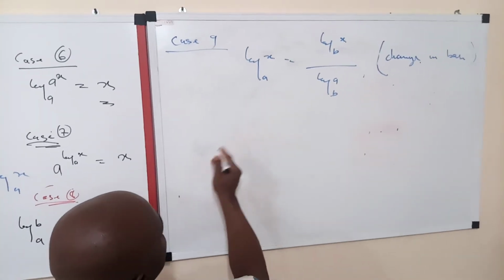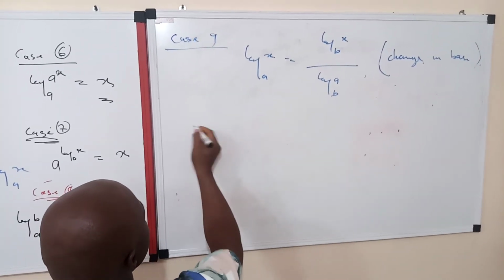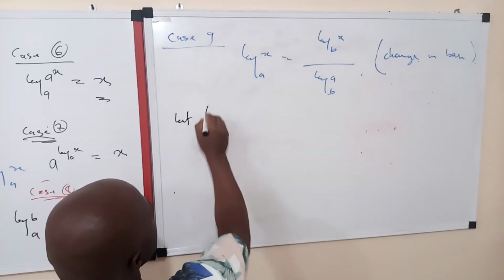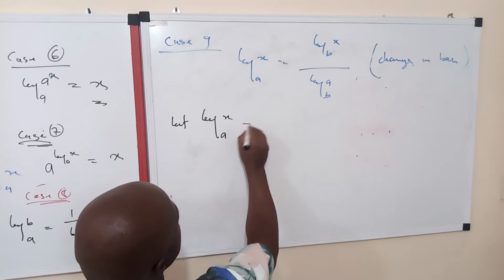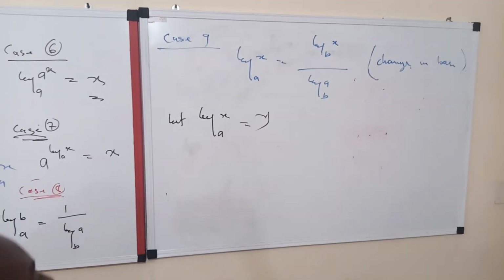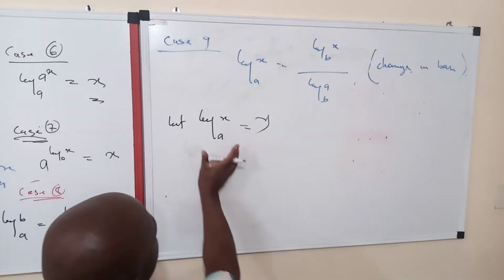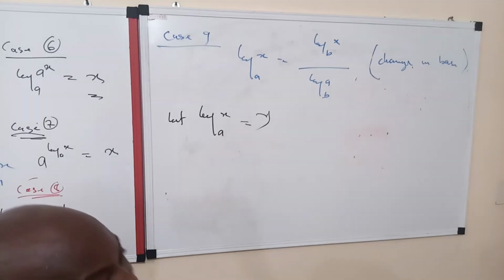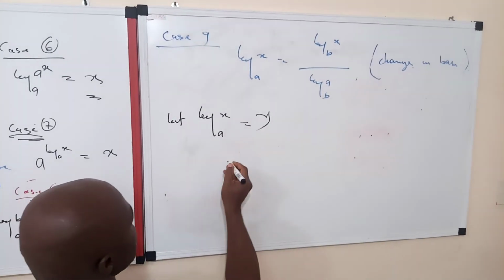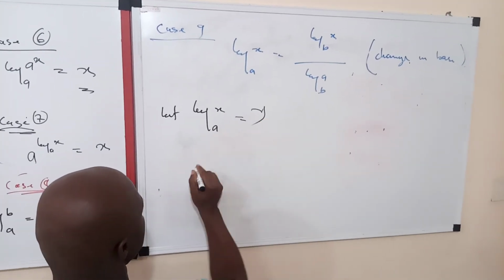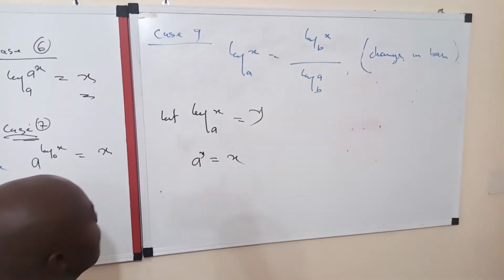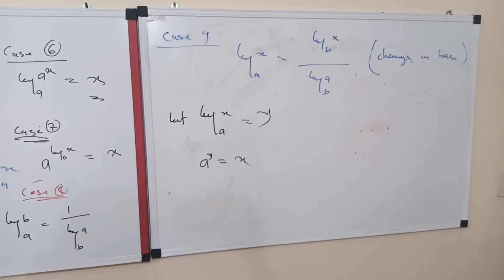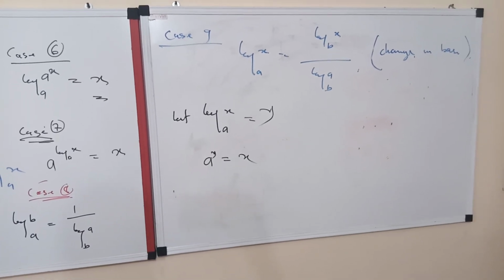Now, if we have this, let's say, as we have been doing, let this part here, a of x, be equal to y. If that is true, we can now rewrite this part in terms of indices. In terms of indices, this is the power here, this is the base, so we have a of y is equal to x. This is what we have.